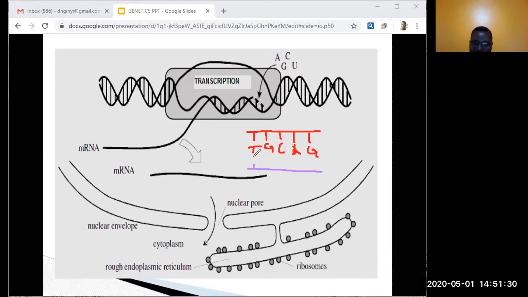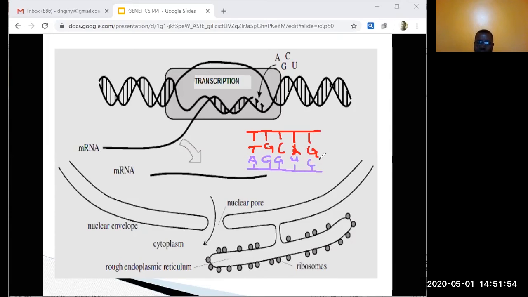Somebody, we have adenine. We have adenine there. Cytosine, guanine pairs with cytosine. Cytosine pairs with guanine. This is adenine. Now, do we have uracil here or thymine? We have uracil. Here, we have cytosine.